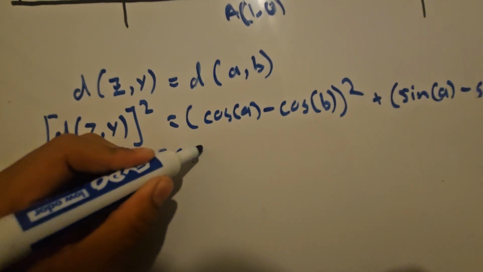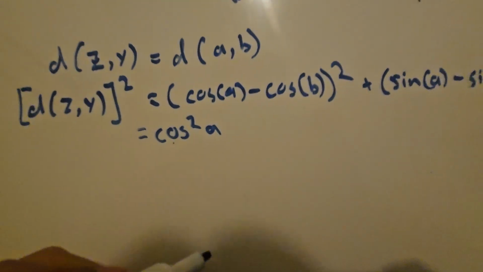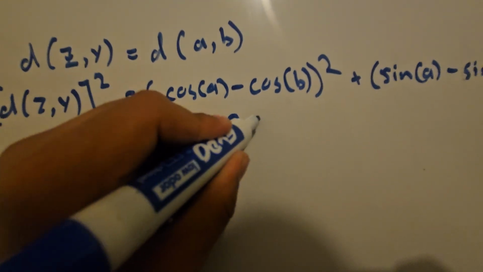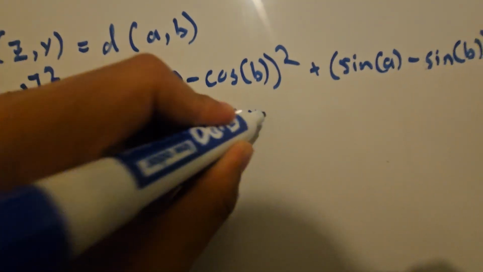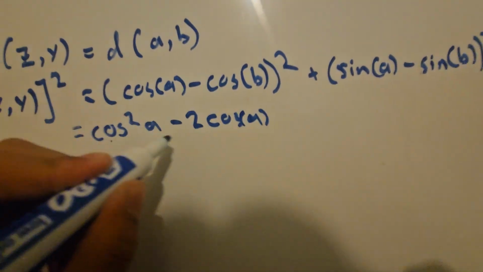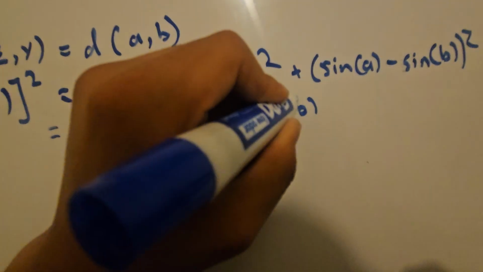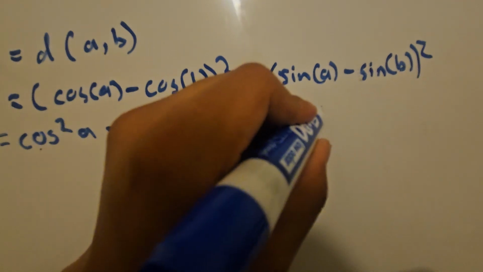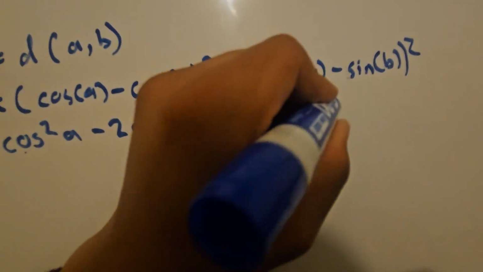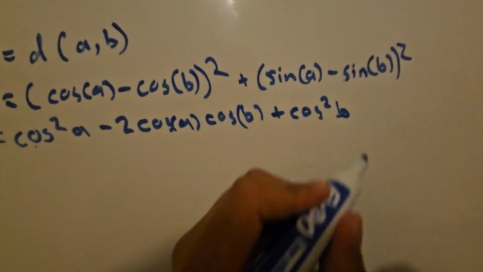cos squared A, I believe. I'm doing this in my mind. Minus 2 cos A, let's hope this actually works because I'm doing this in my mind, cos A minus cos B, and then plus cos squared B. That's a B, by the way.